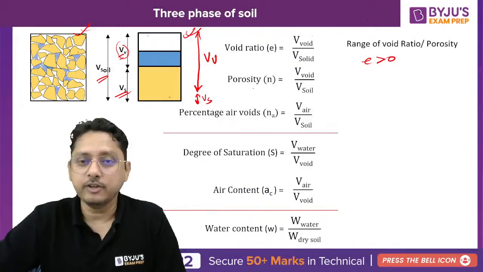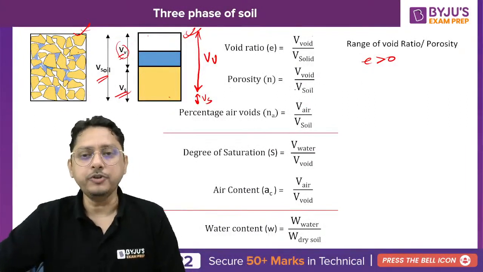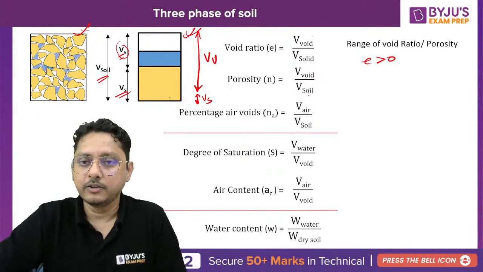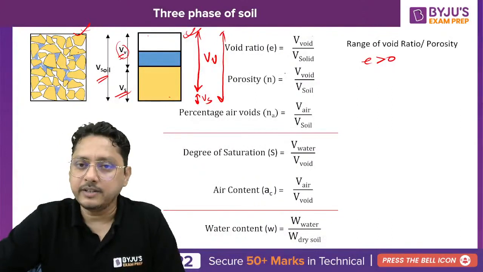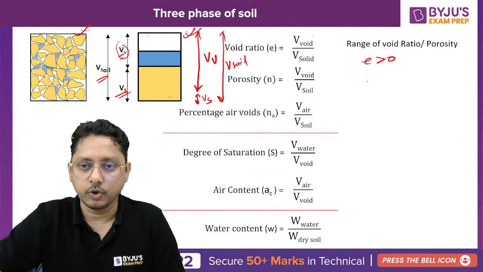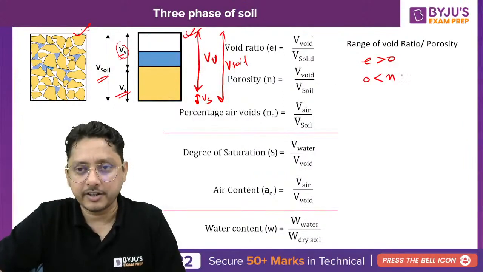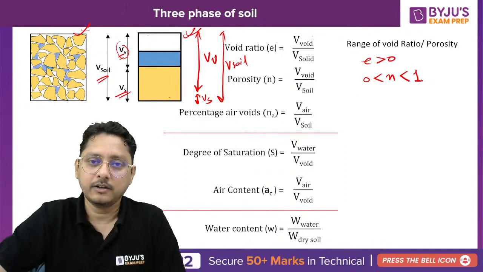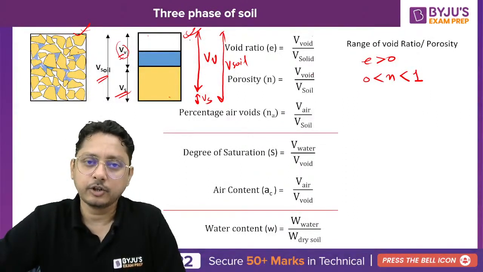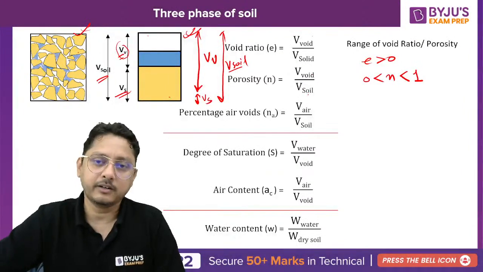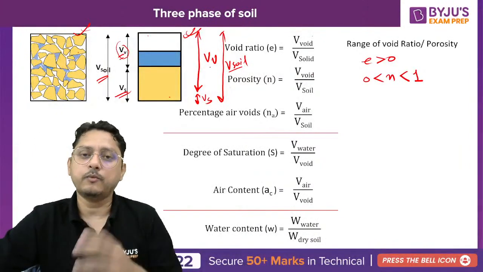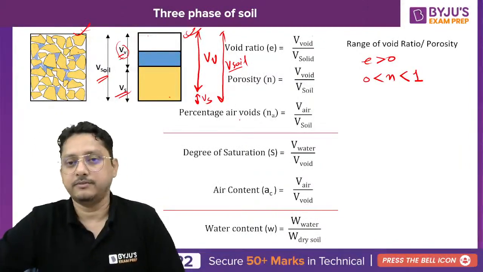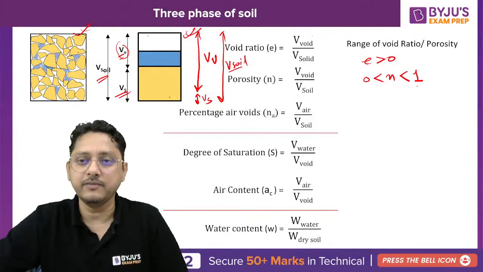Then let us see the range of porosity. The porosity is volume of void by volume of soil, which is the total volume. However you increase the volume of void, it cannot go beyond the volume of soil. So porosity will be greater than 0, but it cannot go beyond 1. The total soil volume is in the denominator. Although it is hypothetical once again, the volume of void at maximum becomes the total volume of soil itself. It cannot go beyond that. So the porosity will be between 0 and 1.